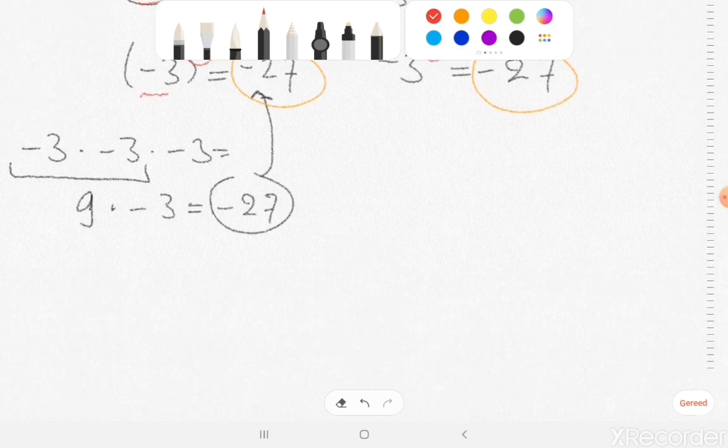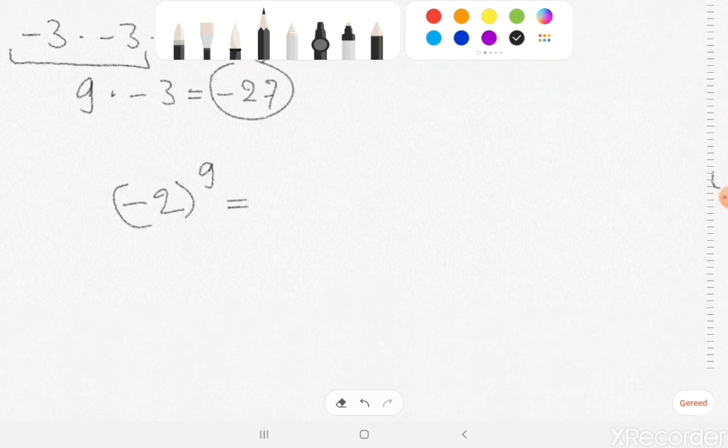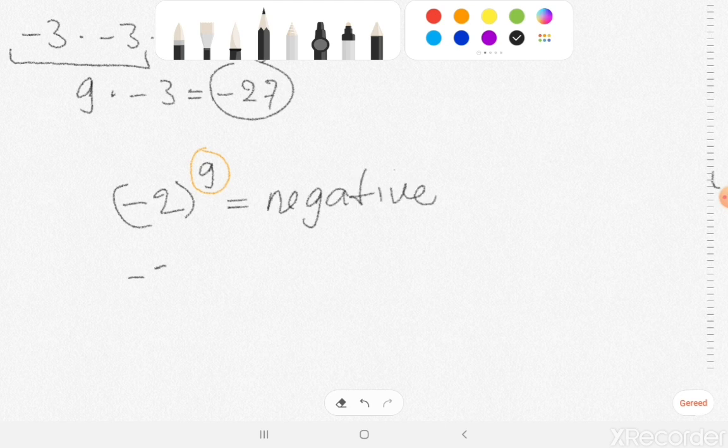Another example, if I have minus 2 inside the bracket to the power of 9, and we want to know if the answer is positive or negative, then we know that it is an odd index, so the answer is a negative answer. Minus 4 to the power of 80. 80 is an even number, an even index, so we know that this answer is a positive answer.